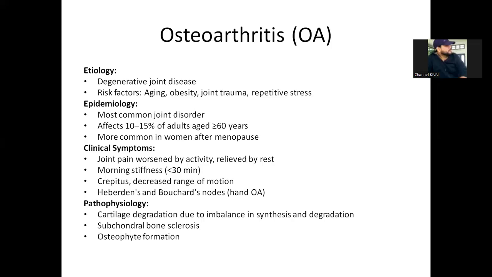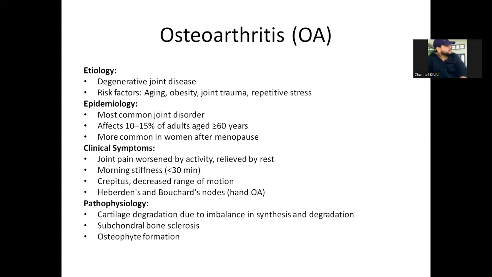And it also causes morning stiffness of joints for less than 30 minutes. Crepitus means nothing but a crackling sound of bones. Some sound may be heard in your bones, and that sound is called crepitus. A decreased range of motion will occur. Heberden's and Bouchard's nodes will also occur. Heberden's and Bouchard's nodes mainly occur in the hand finger bones.